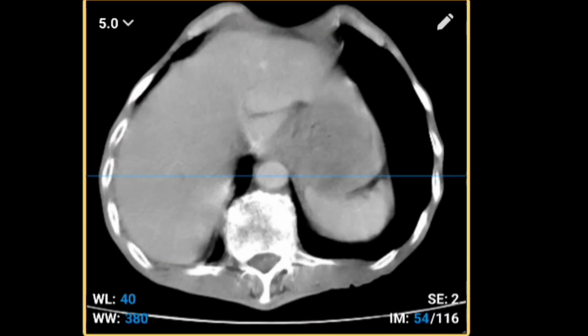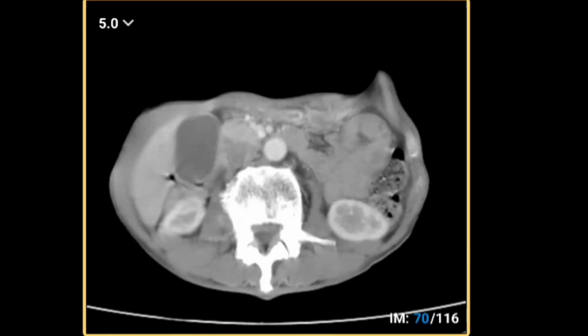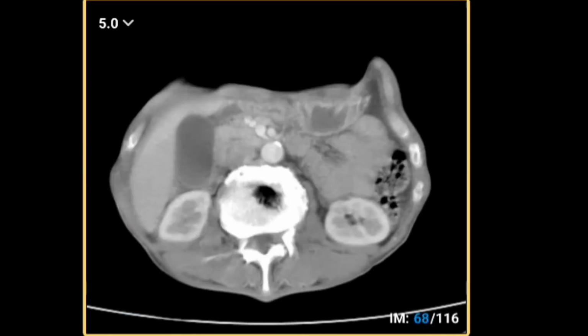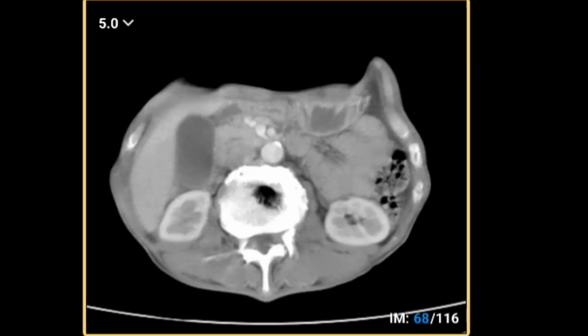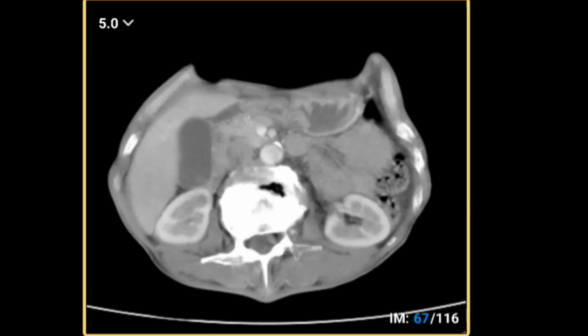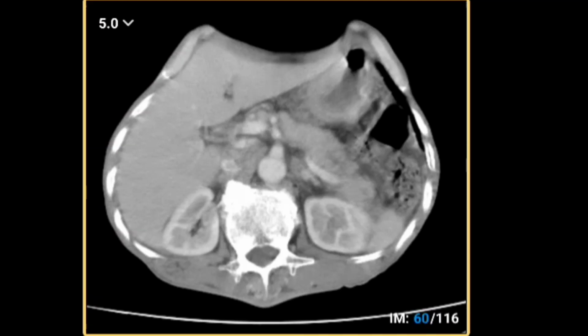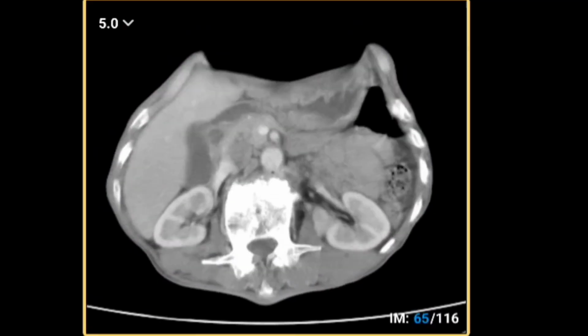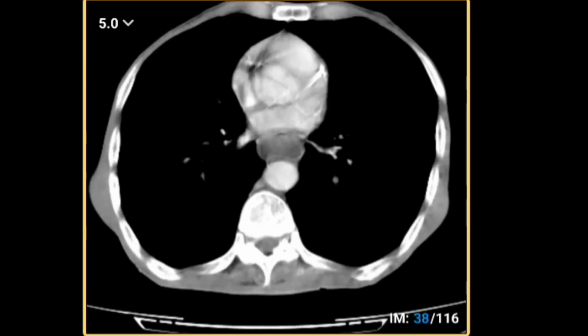As far as the liver is concerned, there is no hepatic metastasis. You can see that the gallbladder is distended. As far as L2, L3 and L4 are concerned, you can see the vacuum phenomenon, and there are extensive degenerative changes.